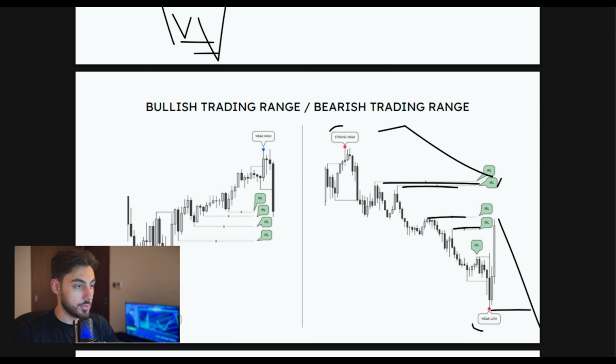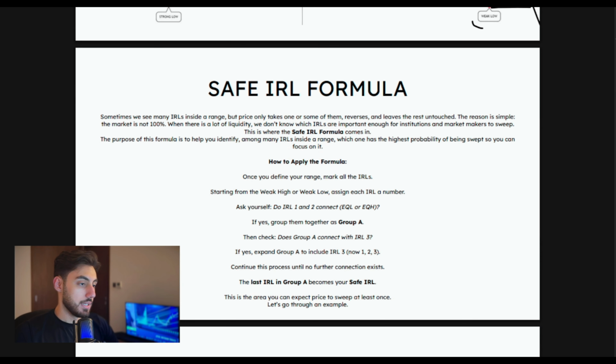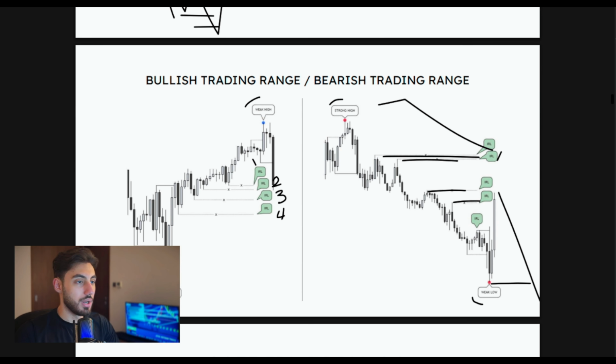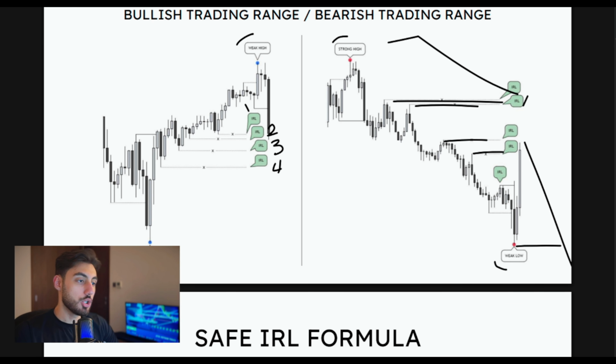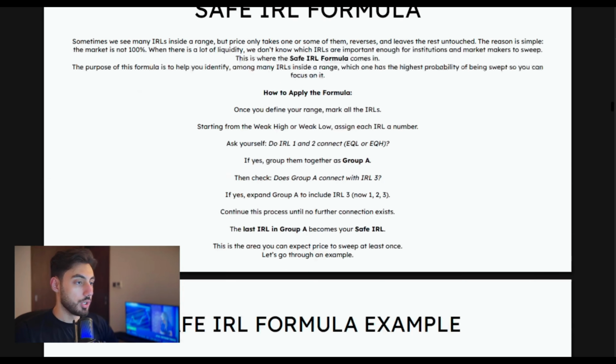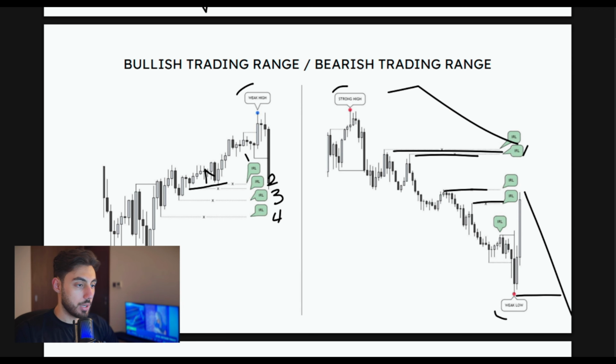So this is a bullish trading range, from the weak high: 1, 2, 3, 4. After that, you're going to ask yourself, do internal number 1 and internal number 2 connect? That means these are basically equal highs or equal lows. In this case, we're going to look for equal lows. So yes, 1 and 2 are making equal lows. Cool. Now you're going to group them as group A. The 1 and 2 are going to be group A.